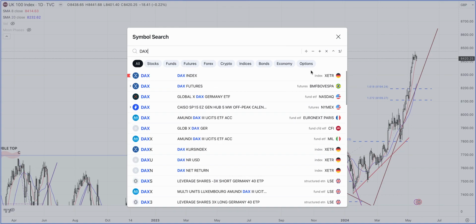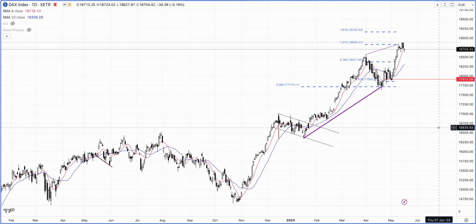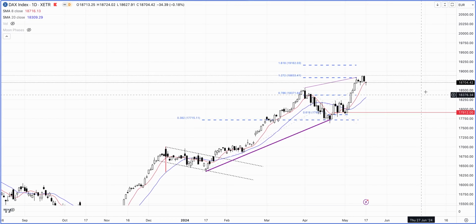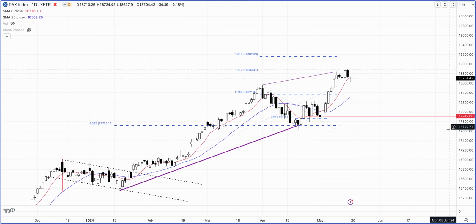German DAX, this index is very similar to the kind of index we have in the Dow Jones. It's an index of 40 stocks, but Dow Jones is price weighted. I don't think this one is price weighted, it's more like market cap weighted.